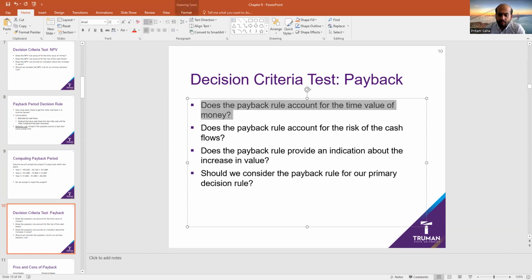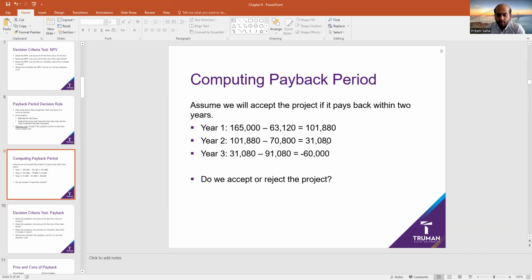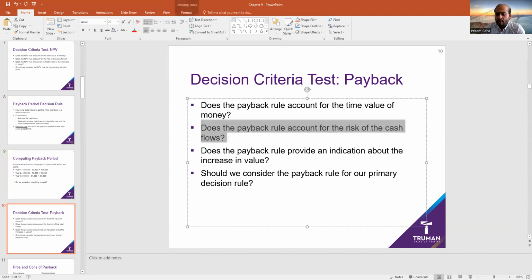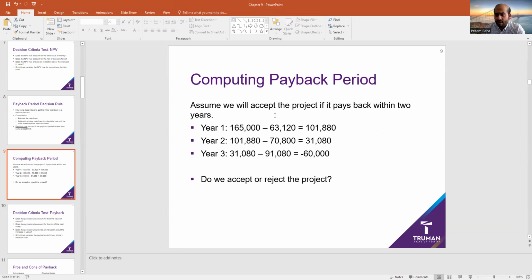Now, does the payback rule account for the time value of money? No, absolutely not, because we do not discount any of the cash flows. Does the payback rule account for the risk of the cash flow? No. Because there's no discounting, we have no required rate of return. We really don't know, given the risk of this project, what should be the appropriate rate of return for these projects.